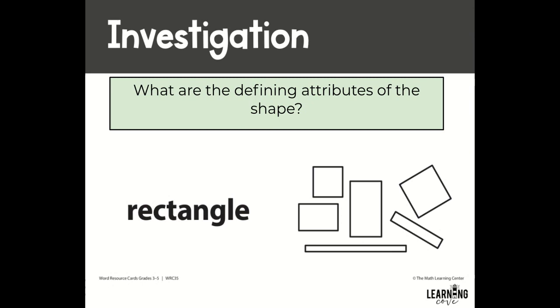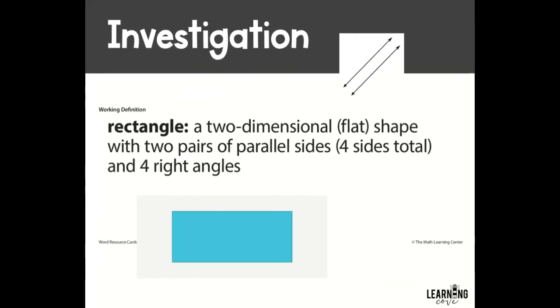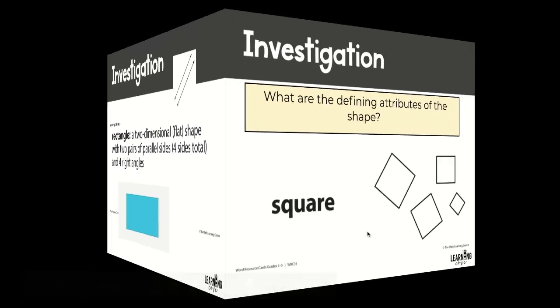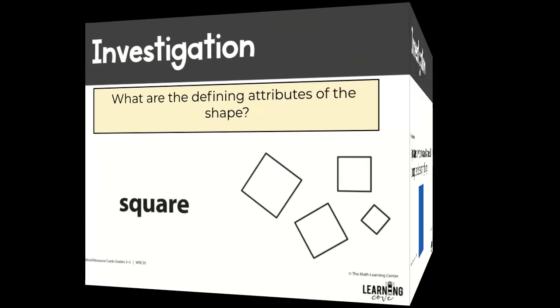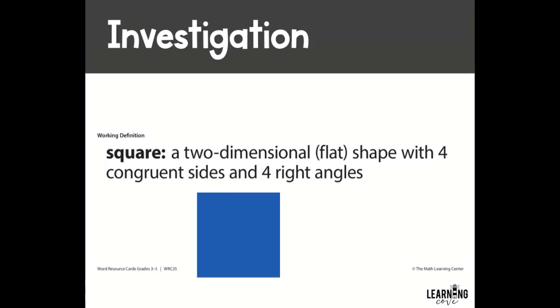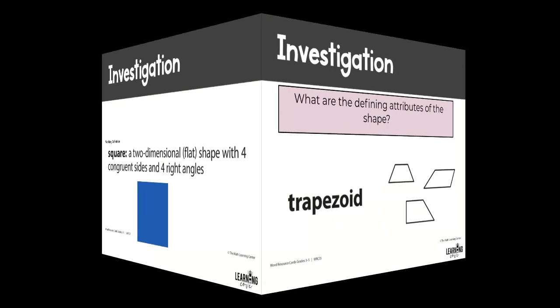A rectangle. This we talked about earlier this week. A rectangle is a two-dimensional flat shape with two pairs of parallel sides, four sides total, and four right angles. And I just put a picture of parallel lines up here to help you remember the definition. A square is a two-dimensional flat shape with four congruent, means same, equal, sides and four right angles.